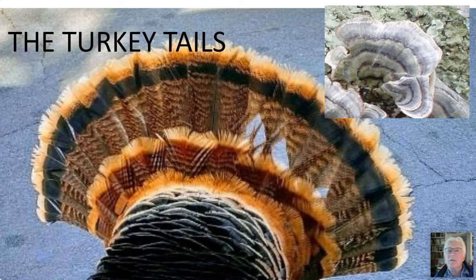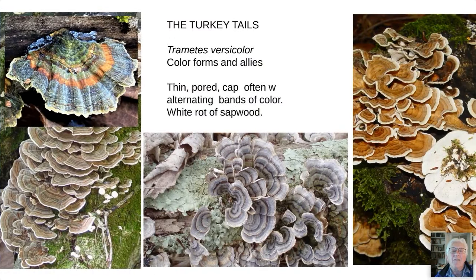The turkey tails, we'll come now to the turkey tails. This looks like a turkey tail, so we call it a turkey tail. The name for turkey tail mushrooms is Trametes versicolor, and it has a lot of different color forms and allies. Here's one that is sort of beigey gray. Here's ones that are blue. Here's ones that are brown. It used to be called Polystictus, and it has a very characteristic way that the pores emerge right from the trama. They're not in a separate kind of tissue. And Polystictus are now called Trametes versicolor.